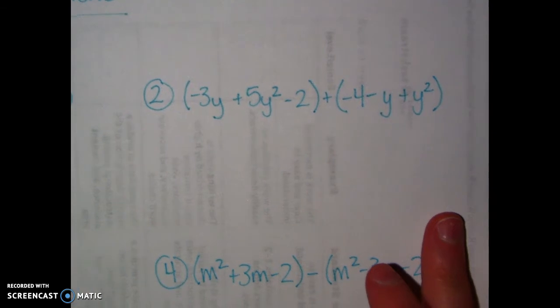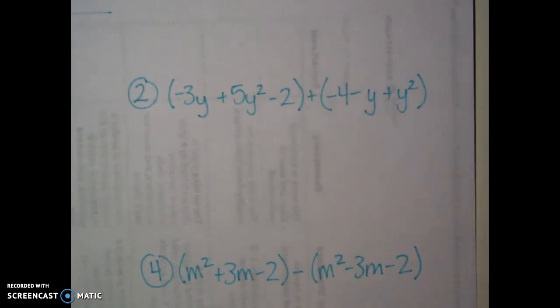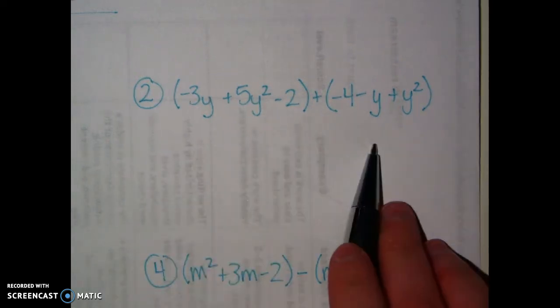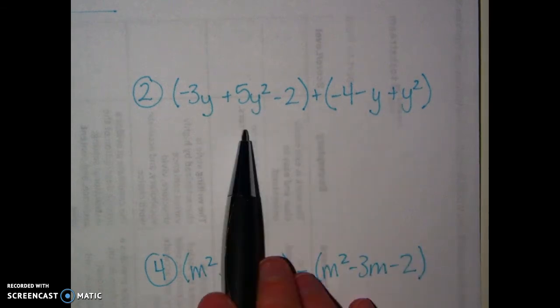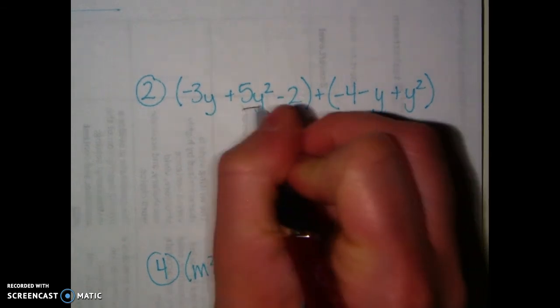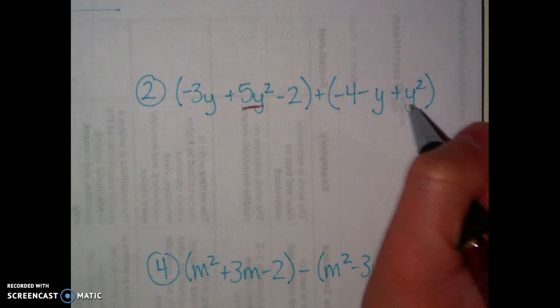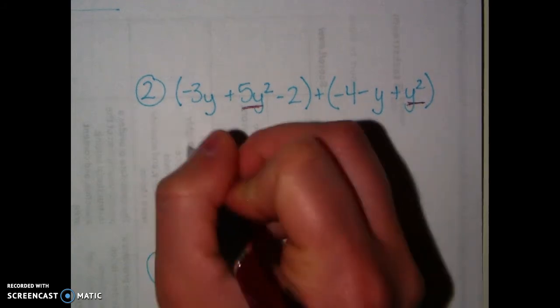Okay, let's go over and look at this one. This one now has 3 terms, so it's a trinomial. And you do need to write it in standard form, which you have the highest degree first and lowest at the end. So in this case, y squared is the highest degree, so that's going to go first. So what is 5y squared plus y squared? 6y squared.